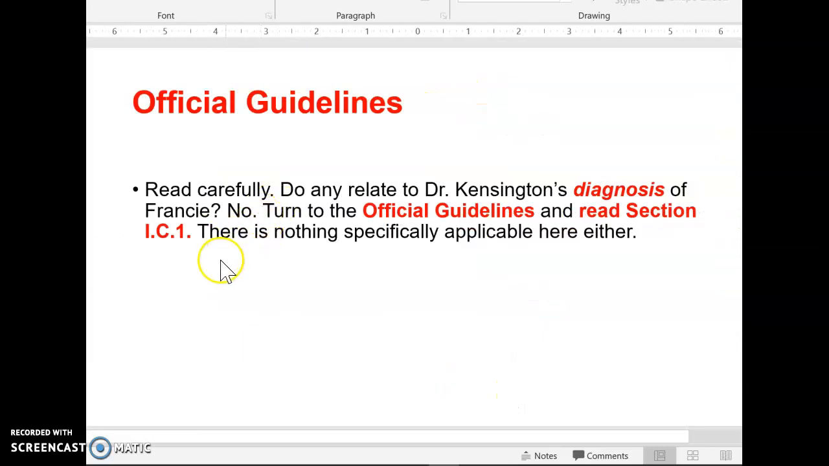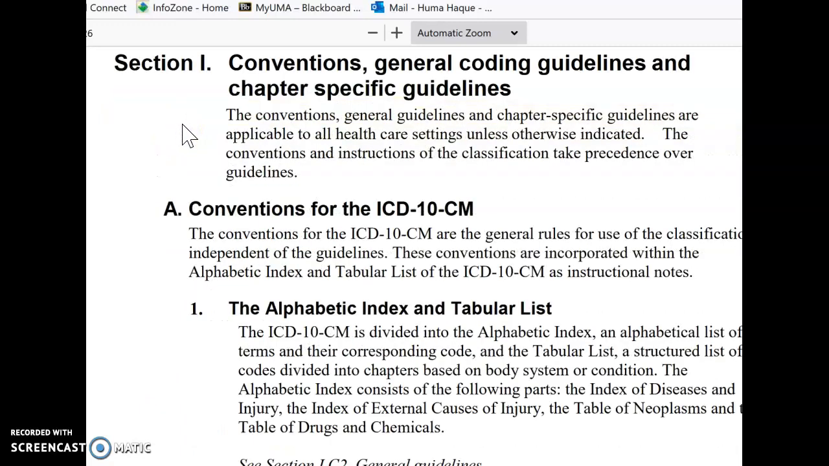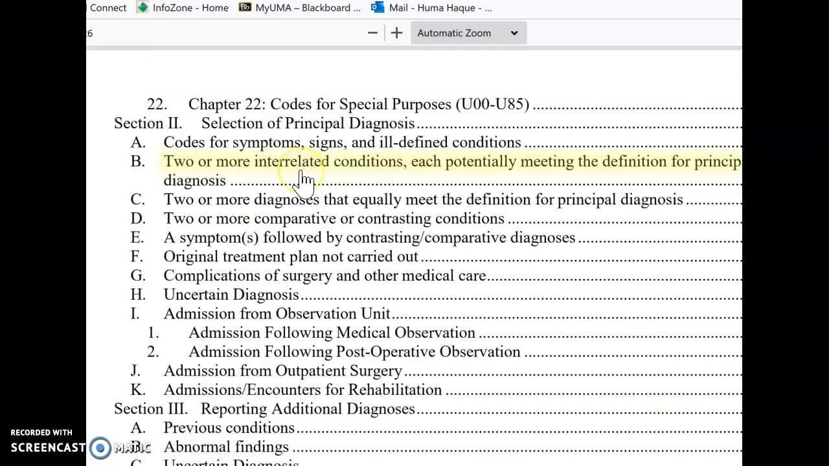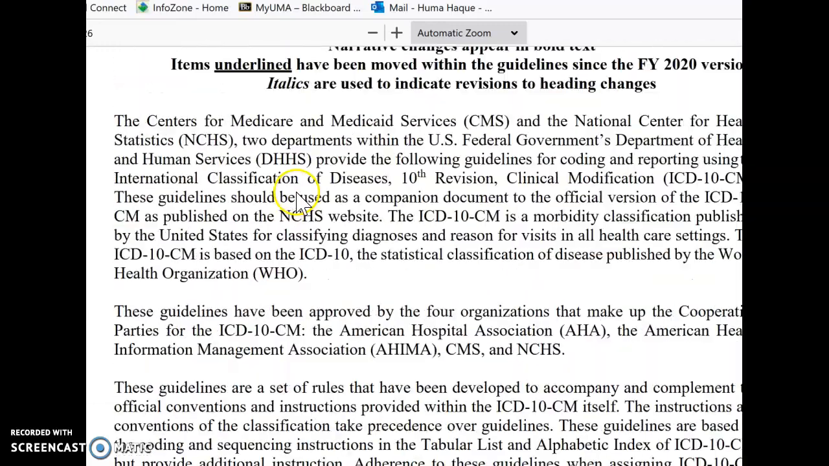The official guidelines tell us to go read IC1. What does that mean? This is a mapping of the guidelines for coding for Shigella, right? How do I get there? So let me show it to you. Once you open your coding guidelines section 1, do you see how it says section 1 conventions, right? So section 1 is conventions. So I need to go to section 1, which is where I was. I don't know how I got lost. Let me go back up there.